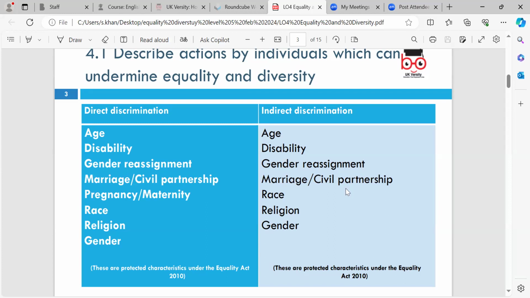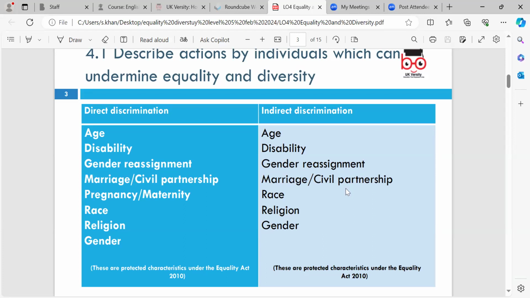Disability is another one that really puts people off applying for jobs, which is quite a big one. Gender reassignment is another quite huge area which people are quite reluctant about. Marriage, civil partnership, pregnancy. There's lots of laws coming into place to protect things like women that are pregnant, and maternity pay and things like that. And there are laws being introduced to provide that protection. Race, religion, and gender are quite big protected characteristics under the Equality Act.